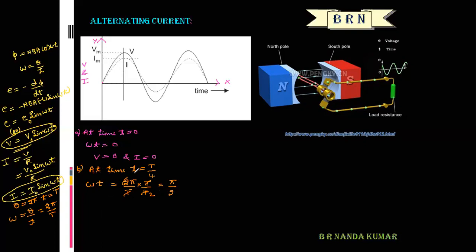Okay, at time t is equal to T by 4, omega t is exactly equal to pi by 2. That means the coil is rotated through 90 degrees. So at this point, what is the value of time? Time is T by 4.